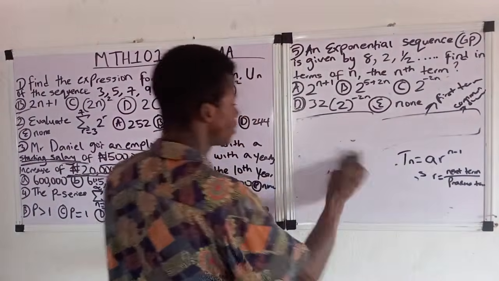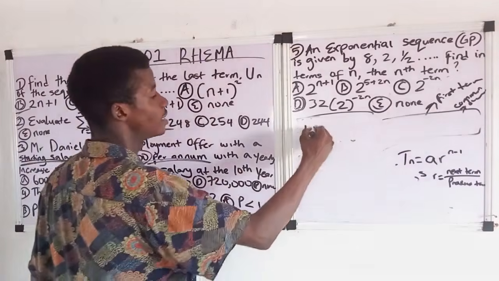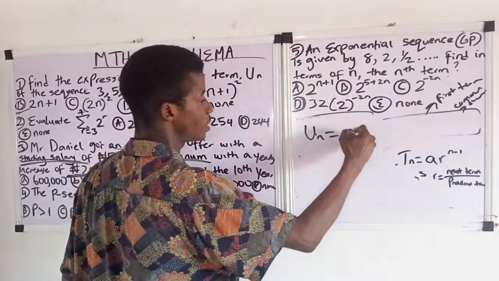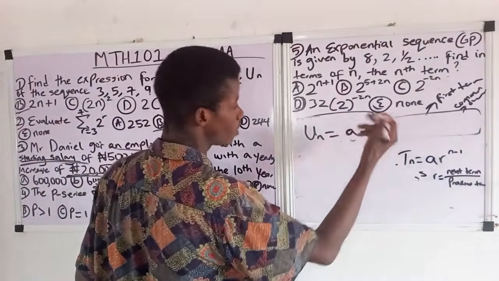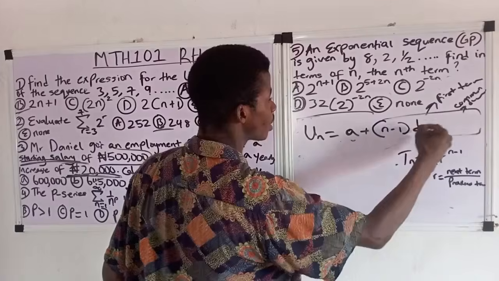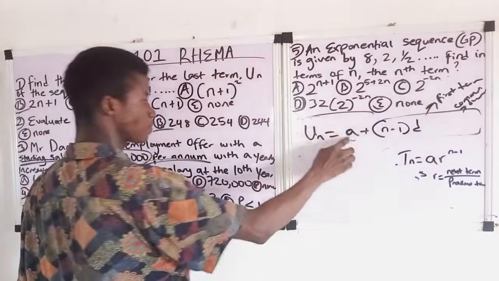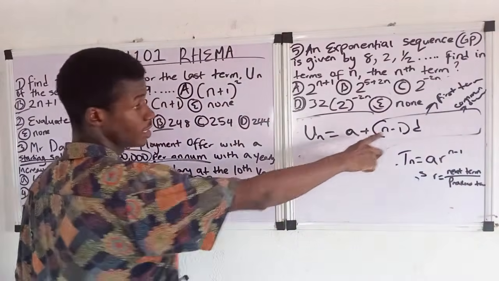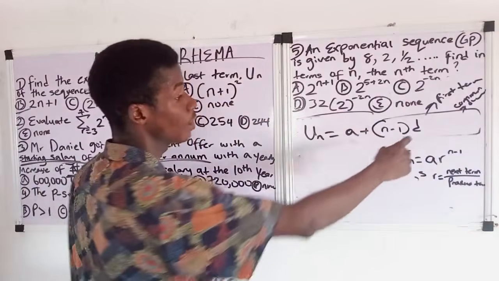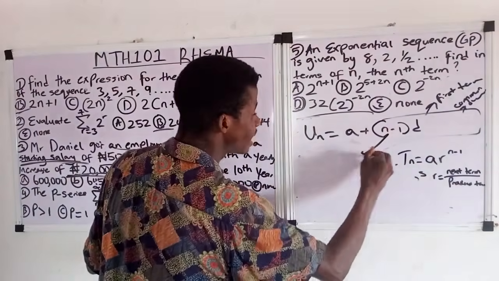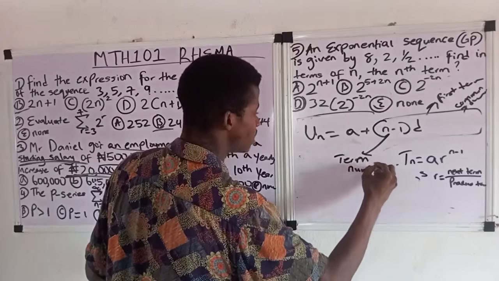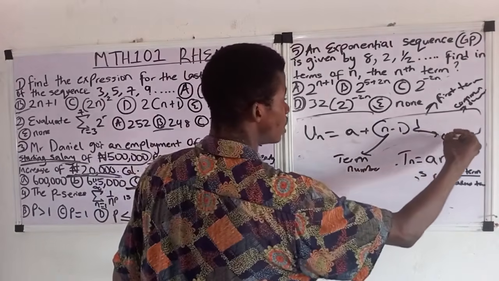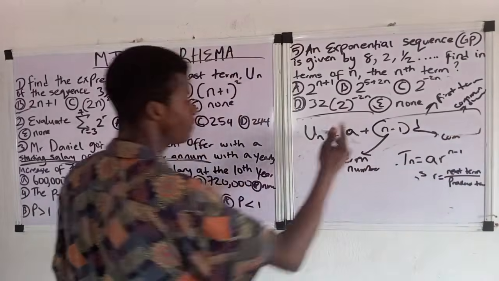So it's very easy. Using the formula to calculate the nth term of an AP, it is the first term plus the term number minus 1, times the common difference. I told you that this is the first term. This one is the term number. This is the common difference.